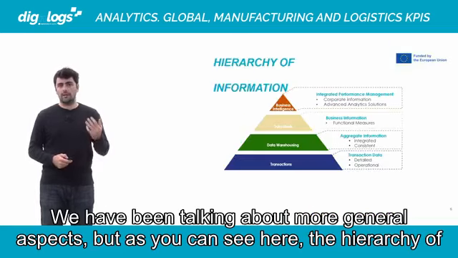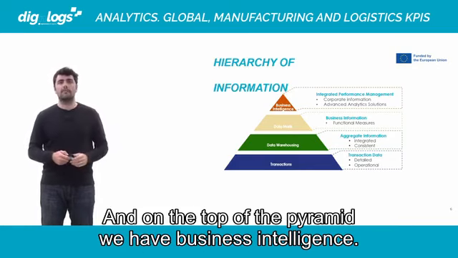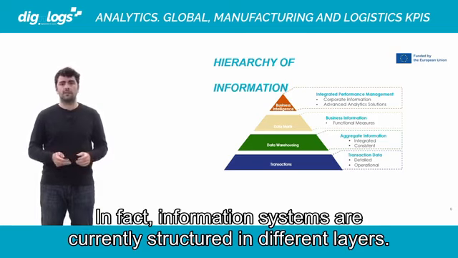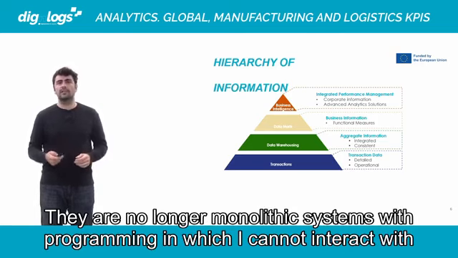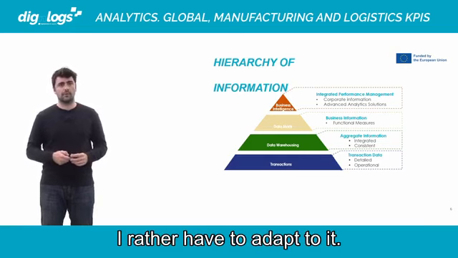We have been talking about more general aspects, but as you can see here, the hierarchy of information starts with transactions, operations, and storage. And on the top of the pyramid, we have business intelligence. This structure will always be the same. In fact, information systems are currently structured in different layers. They are no longer monolithic systems with programming in which I cannot interact with the systems, but rather have to adapt to it.